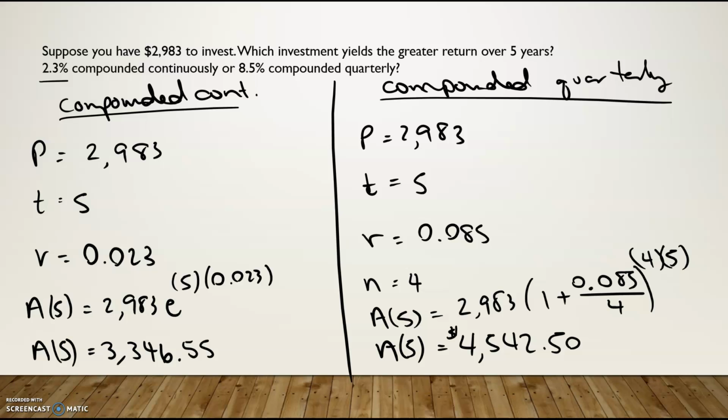Okay, so which one gives us the greatest return? Well, that's going to be this one right here. That is compounded quarterly over those 5 years at an interest rate of 8.5%.